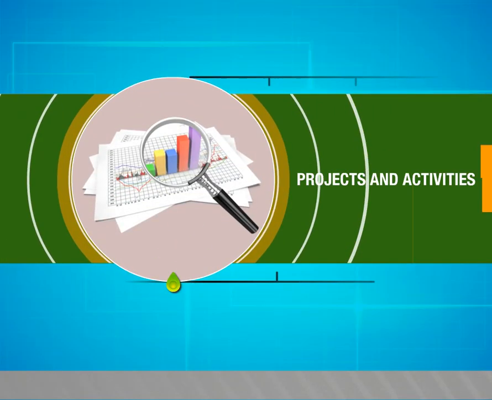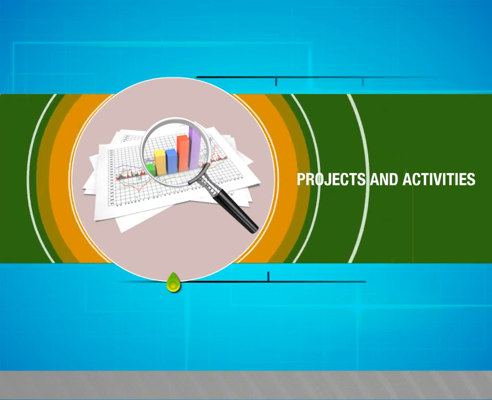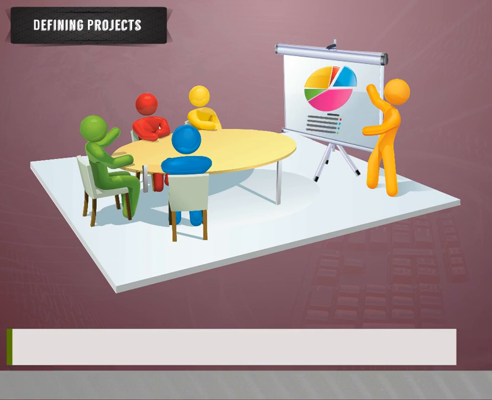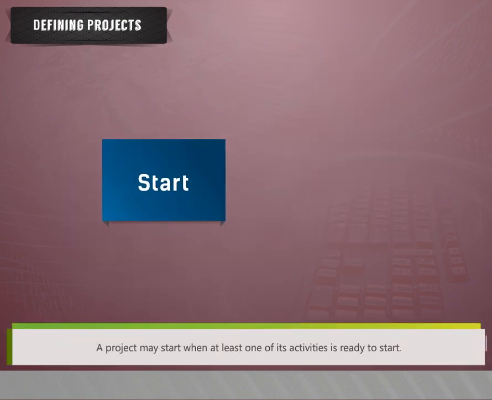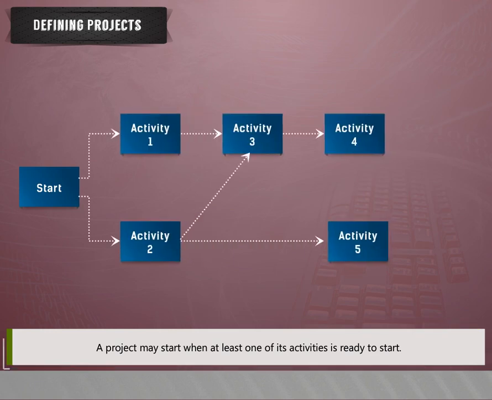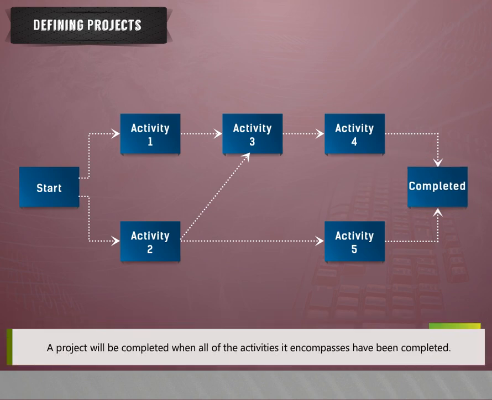Projects and activities. In this video, we are going to see about projects and activities. A project is composed of a number of interrelated activities. A project may start when at least one of its activities is ready to start. A project will be completed when all of the activities it encompasses have been completed.